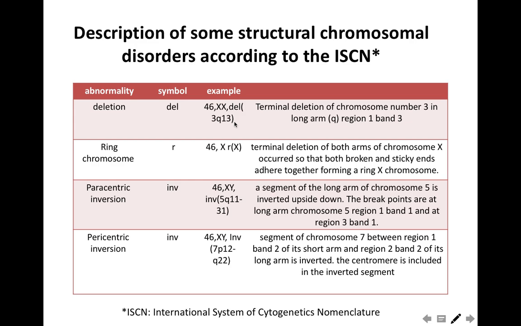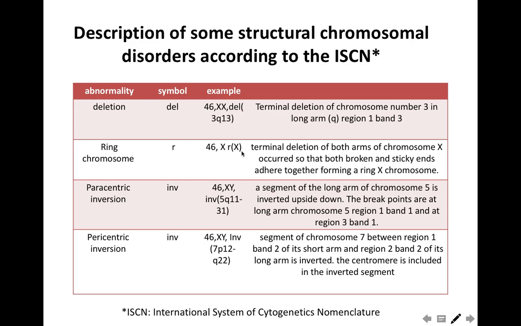If the break is single, one break only, كسر واحد في الكروموسوم، والجزء اللي بعد الكسر ده is lost. So where this break lies, it lies in region 1, band 3. So this means in distal اللي بعد الجزء ده, locus ده, will be absent, will be lost due to the deletion. Okay?